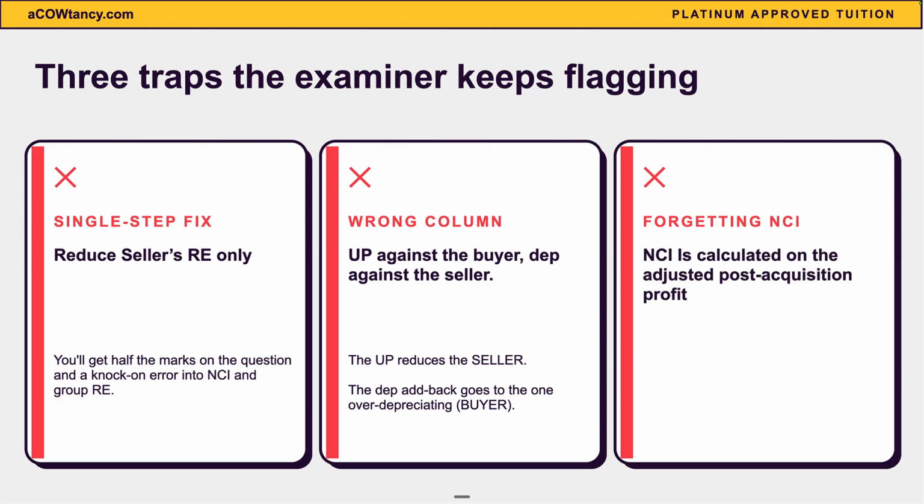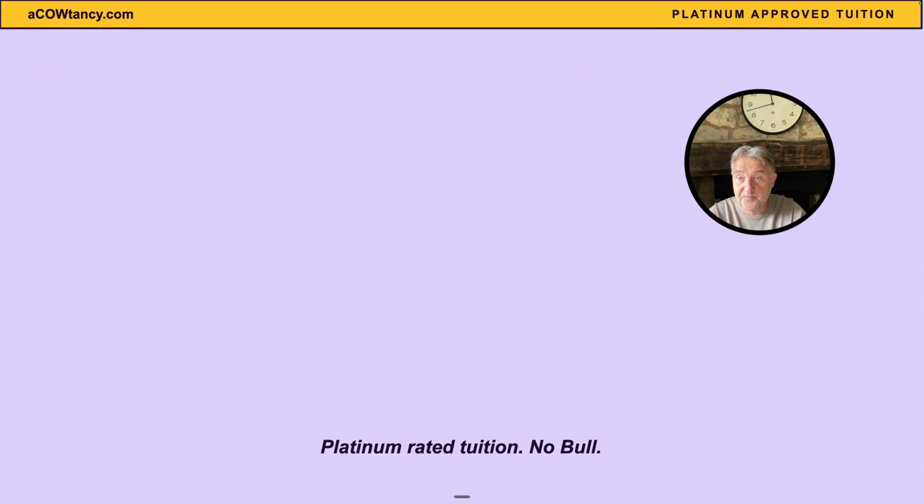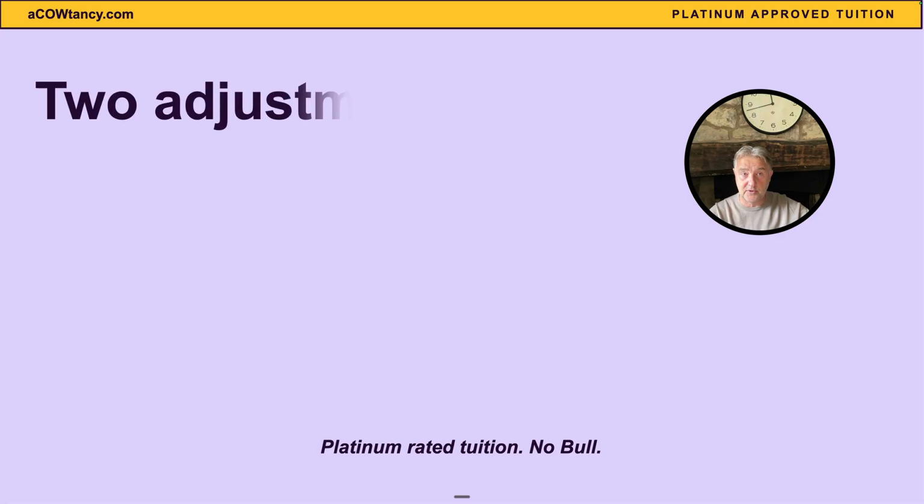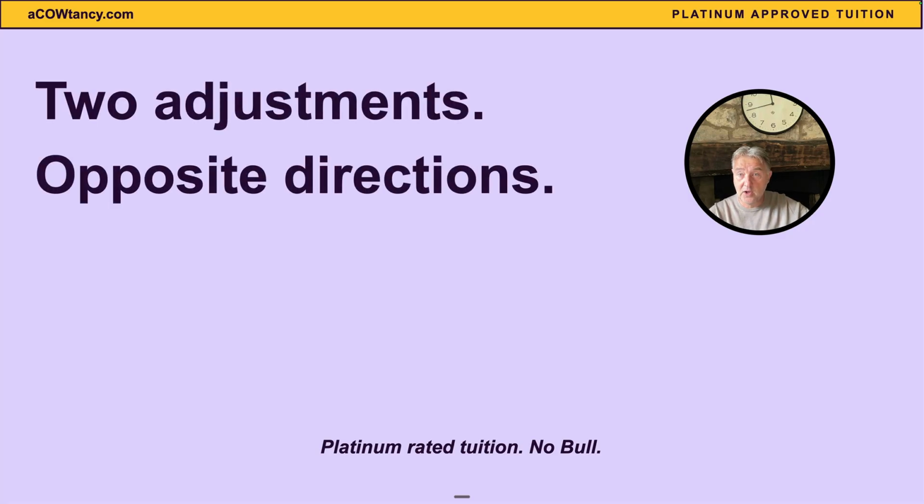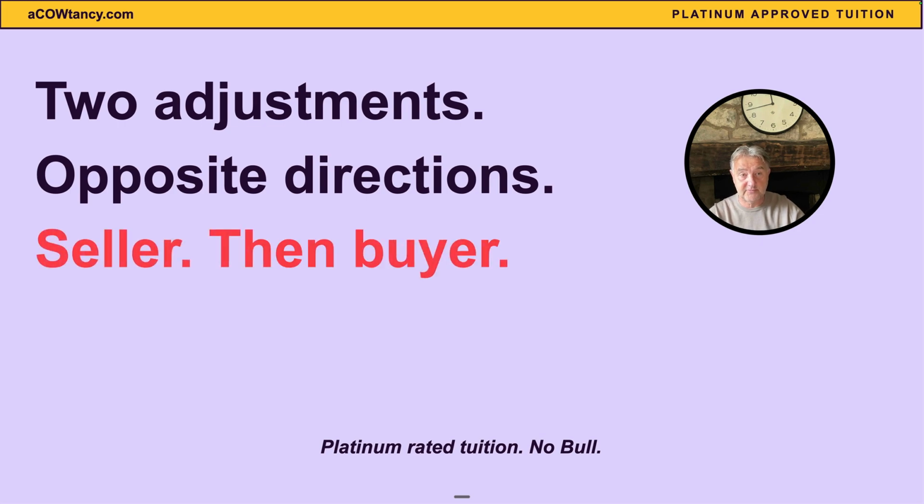If you do reduce the post-acquisition profit of a subsidiary, you will reduce the NCI as well. Okay, so there you go. That's the quick mini lecture that hopefully explains what students really struggle with. Hope it makes it a little bit easier, a little bit more understandable. Two adjustments, different direction. One reduces the unrealised profit, one increases the profit. Do the seller, then do the buyer.